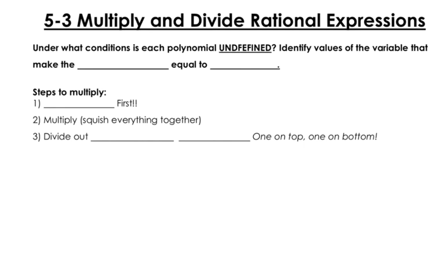Under what conditions is each polynomial undefined? What you're going to do here is identify values of the variable that make the denominator equal to 0. So, just like we did before, this is similar to finding domain.